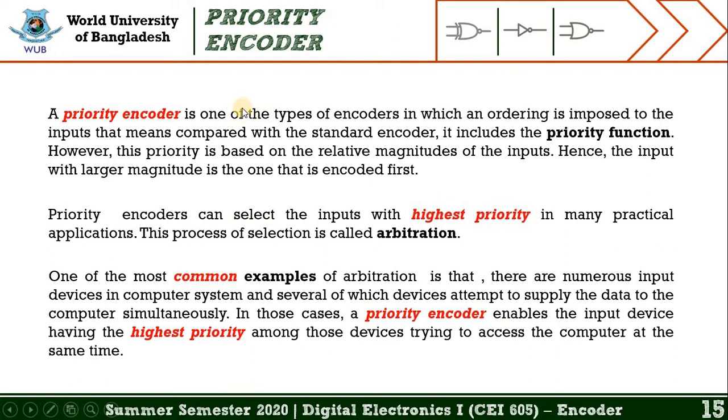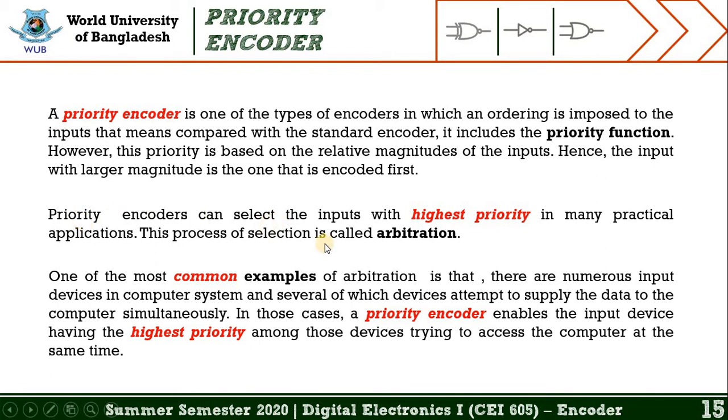From this slide we may learn the overview of priority encoder. So let's start. A priority encoder is one of the types of encoders in which an ordering is imposed to the inputs, that means compared with the standard encoder, it includes the priority function. However, this priority is based on the relative magnitudes of the inputs. Hence, the input with larger magnitude is the one that is encoded first.